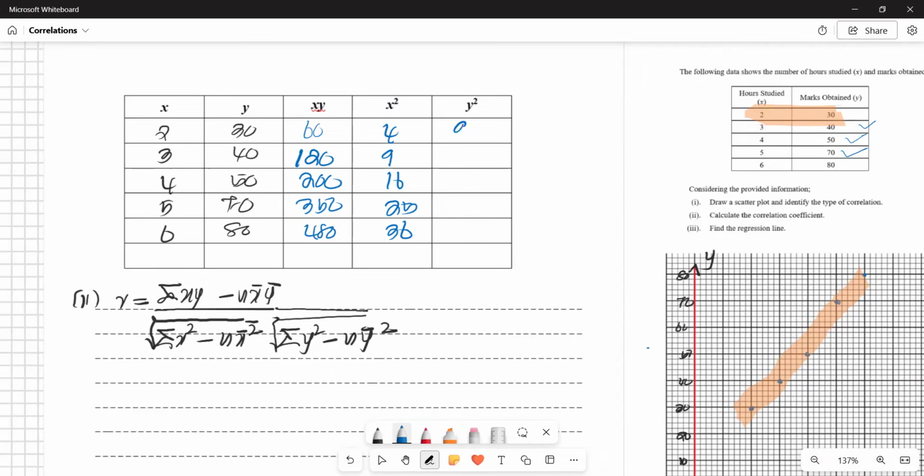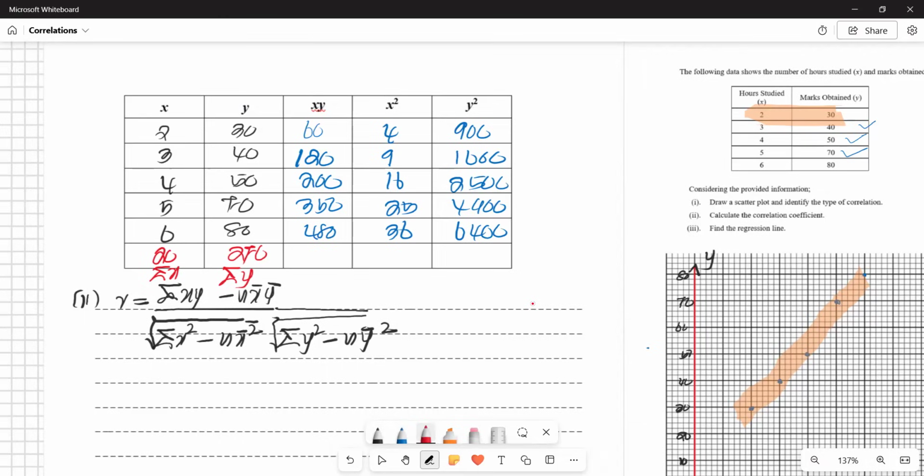30 to the power 2 is 900, 40 to the power 2 is 1600, 50 to the power 2 is 2500, 70 to the power 2 is 4900, 80 to the power 2 is 6400. For each column, you have to get the sum. 2, 3, 4, 5, 6 gives 20. This is sigma x. I am going to double check it. Sigma y.